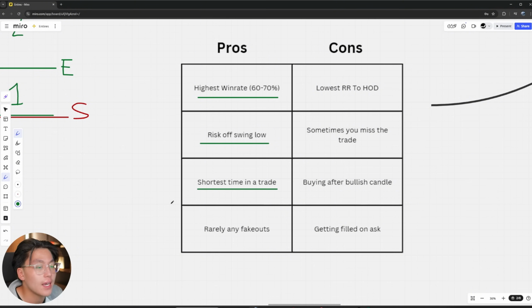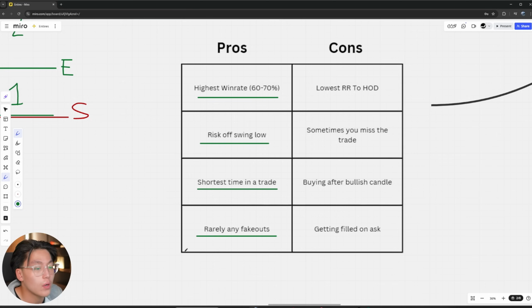Another pro that we have is you're in the trade for the shortest period of time. So sometimes the break and retest occurs and it happens right away. Sometimes you'll be in a break and retest and you'll just sit in consolidation. So whenever you wait for the buyers to step in and wait for the confirmation candle, and whenever you get that confirmation, majority of the times we're going to start gravitating back towards high of day because that's what confirmation's for.